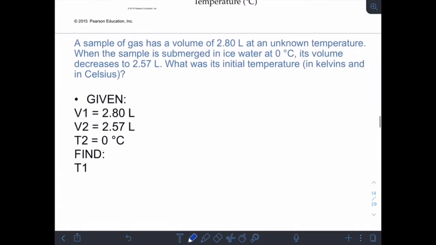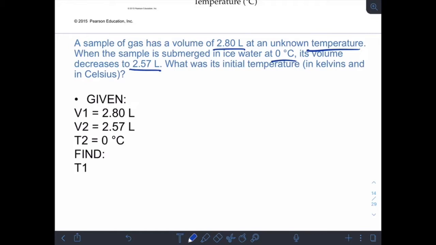So let's take a look at a problem involving Charles' law. Again, your question is going to be, what is changing? So even if we didn't know that we were going to be doing Charles' law, how would we figure that out? We have a sample of gas that has a volume of 2.8 liters and an unknown temperature. When the sample is submerged in ice at 0 degrees, so there's another temperature, the volume decreases to 2.5. So I've got 2 volumes and 2 temperatures. Nothing else in this problem is related to any of the other things that you can measure with a gas. So the only things that are changing are volume and temperature.